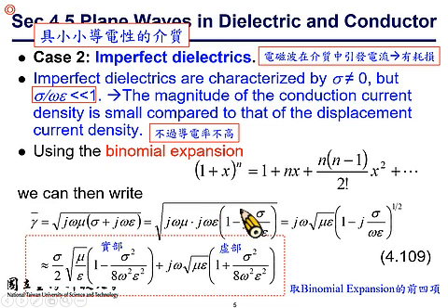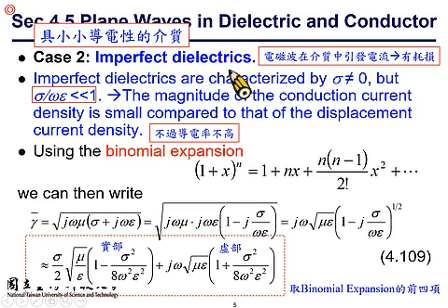And the second category is imperfect dielectric, right? This one is particularly useful because most non-conductive material falls into this category, all right? Most natural material has a small conductivity, but this is not a large number. So they are referred to as imperfect dielectric. Sigma is non-zero, but it's not a large number.